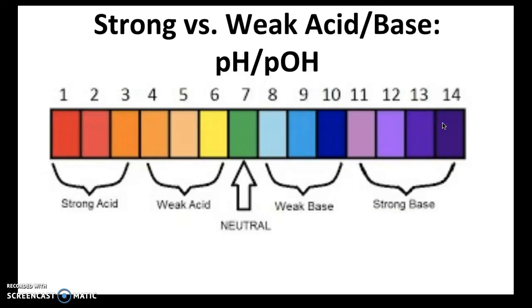All right, now we're going to look at how we quantify the amounts for strong acids and strong bases. We measure acid and base strengths by pH and pOH. So remember, the stronger the acid, the lower the pH, and the stronger the base, the lower the pOH.